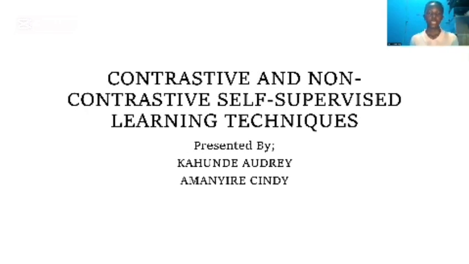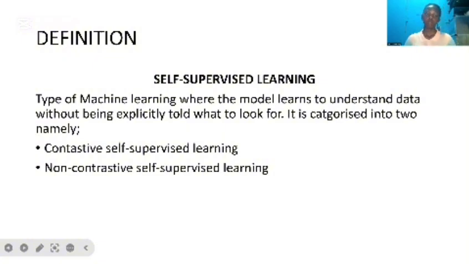This is group 30, and we're going to be taking you through contrastive and non-contrastive self-supervised learning techniques. So I'm going to first break down the title. Contrastive learning is when a model is able to tell the difference between, for example, a cat and a dog. Yes, they both have four legs, they both have four limbs, but it is able to tell the difference between the two.